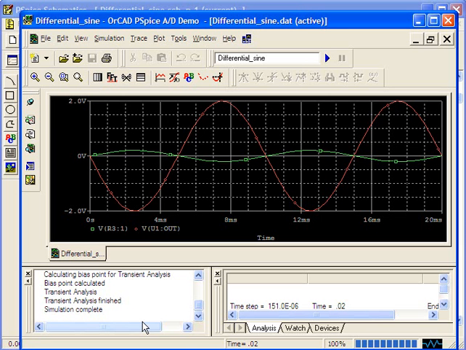Let me reveal the answer for you. The simulation result will look something like this. The magnitude of the signal stays the same, but the input and output will have a phase difference of 180 degrees.